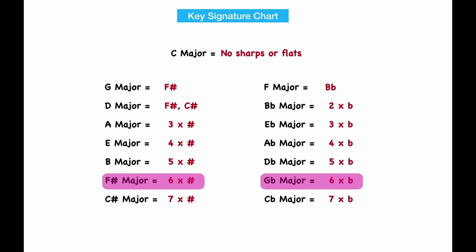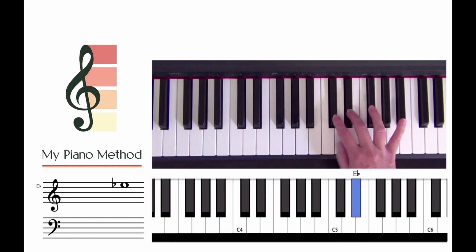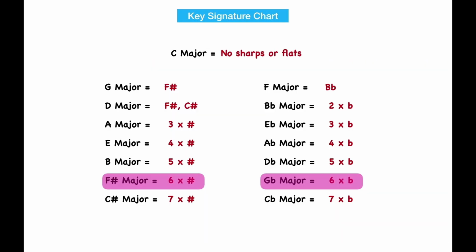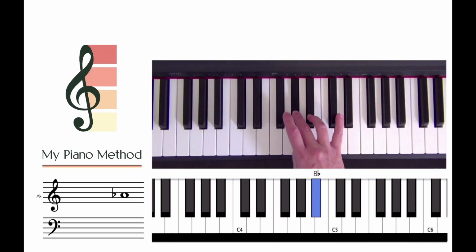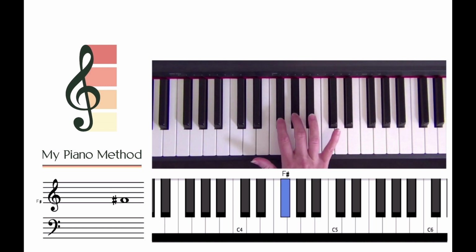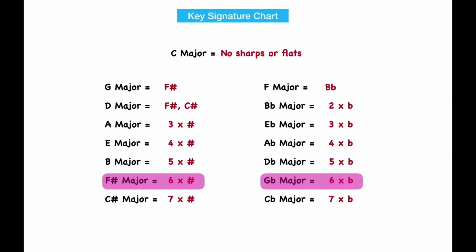The F sharp major scale sounds like this and looks like this. And the G flat major scale looks and sounds like this. So as far as playing it goes, it sounds exactly the same and it uses the exact same notes. The only reason you would pick one over the other is because of advanced music theory reasons that you do not need to know right now.